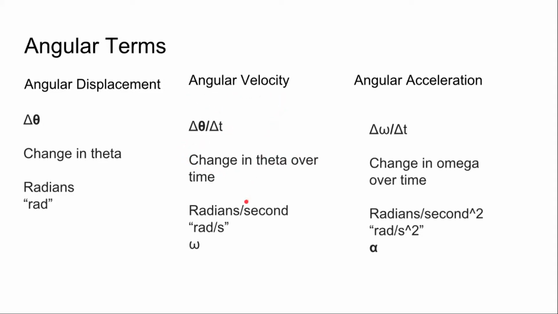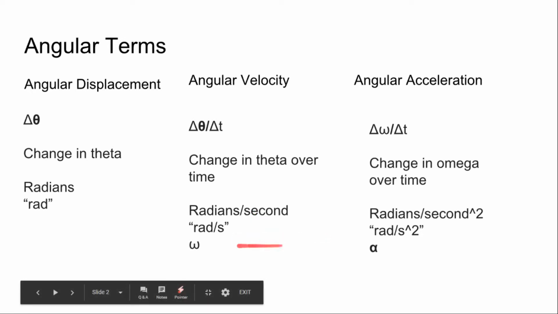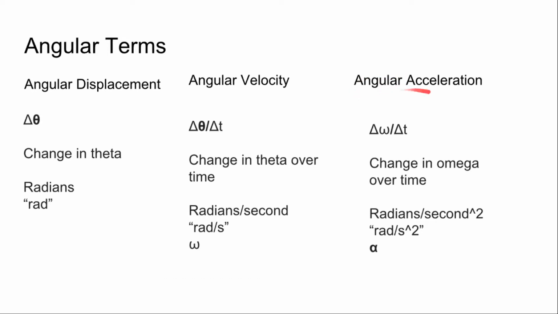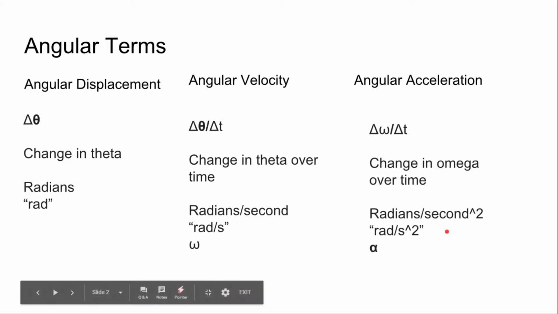And that'll be angular velocity, measured in radians per second, or with this omega, lowercase omega, which looks like a w. And then, of course, with velocity, we have acceleration. Angular acceleration is delta omega over delta time, which is the change in omega over time, change in angular velocity over time. And that's denoted as radians per second squared, or with, of course, a fishy-looking alpha.